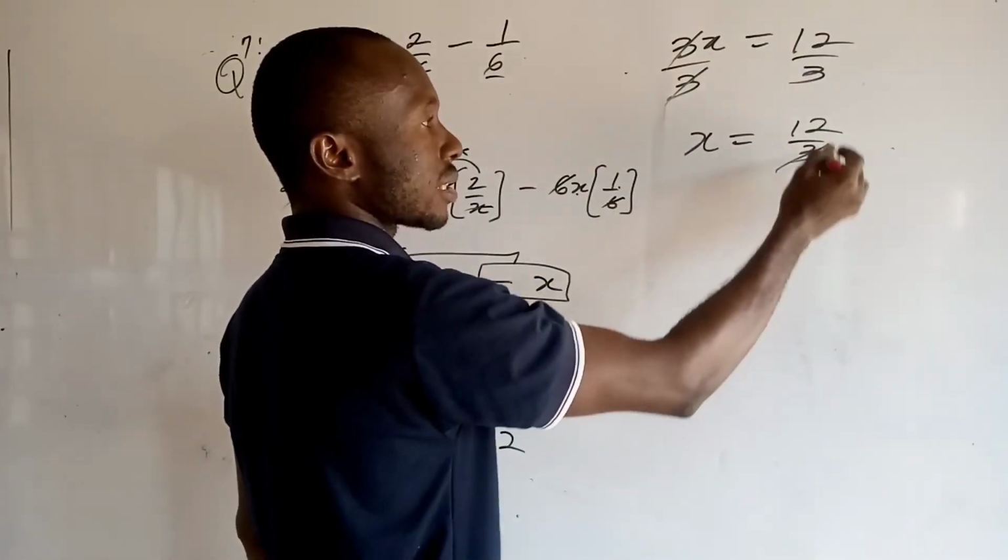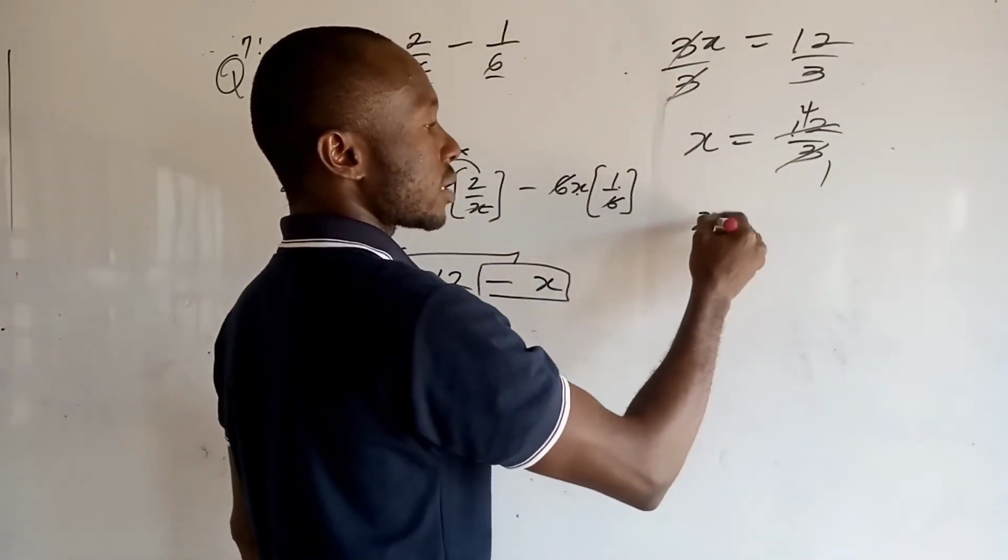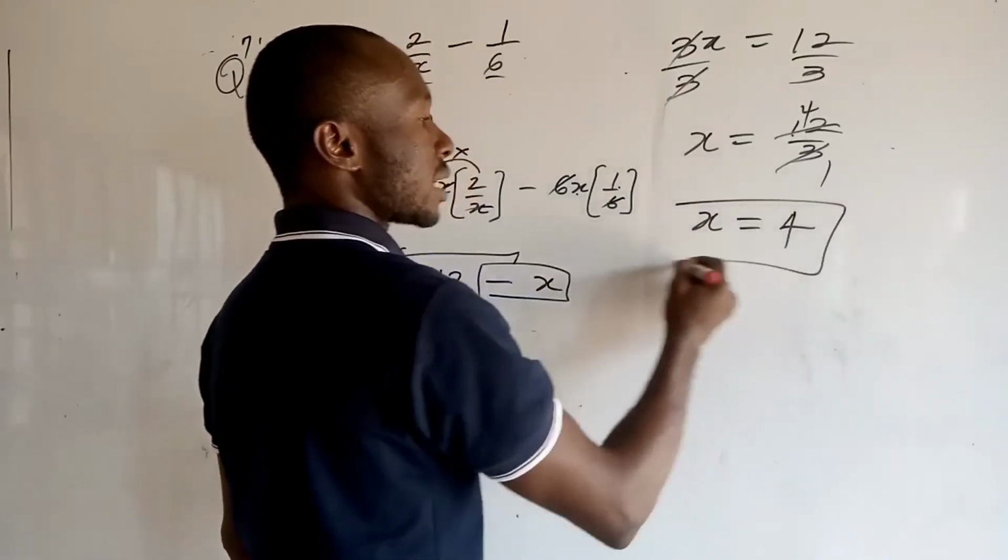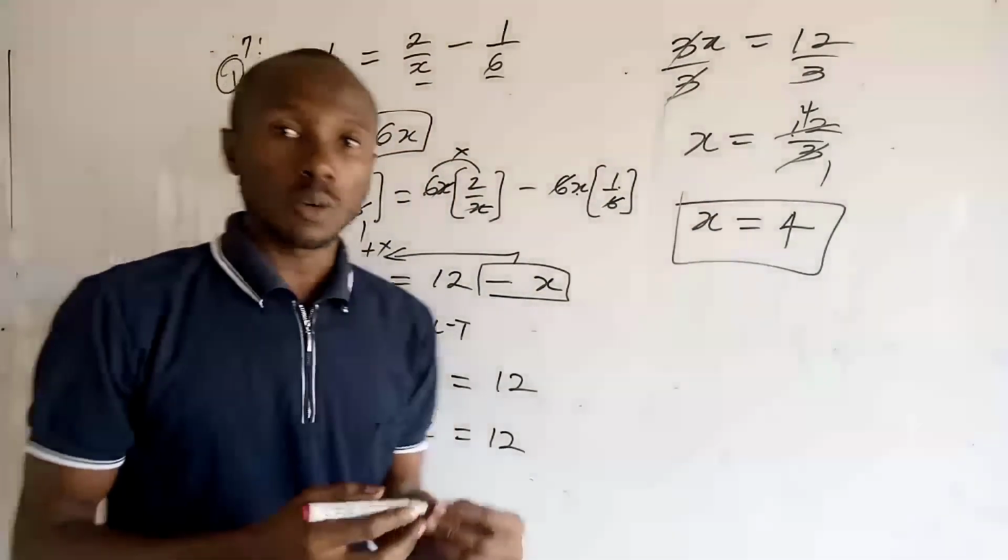And 3 here is 1. 3 in 12 is 4. So x is equal to 4. This is the answer to question number 7.